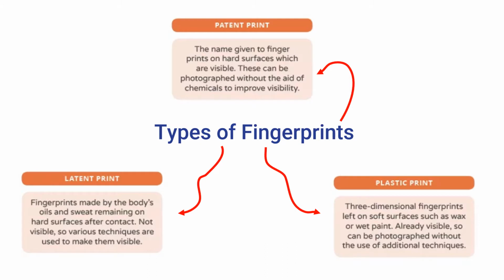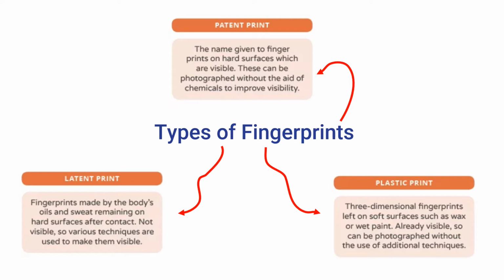There are mainly three types of fingerprints: patent print, latent print, and plastic print. The name given to fingerprints on hard surfaces which are visible is patent print. These can be photographed without the aid of chemicals to improve visibility.